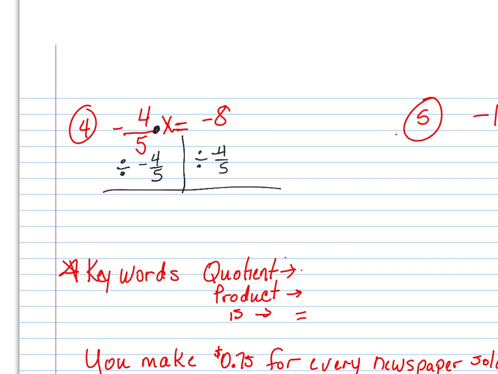Okay, so these cancel out, leaving me with x here. Uh-oh. See this right here? It says negative 8 divided by negative 4/5. How do I do that? Gabby?